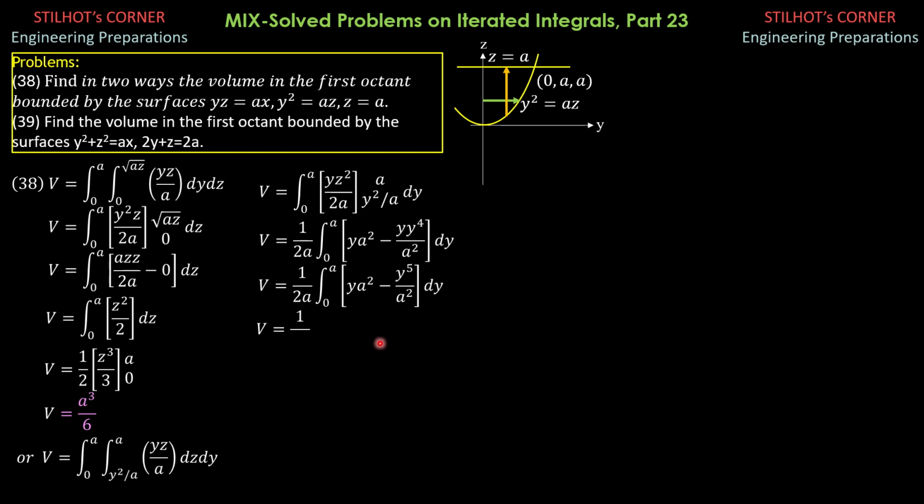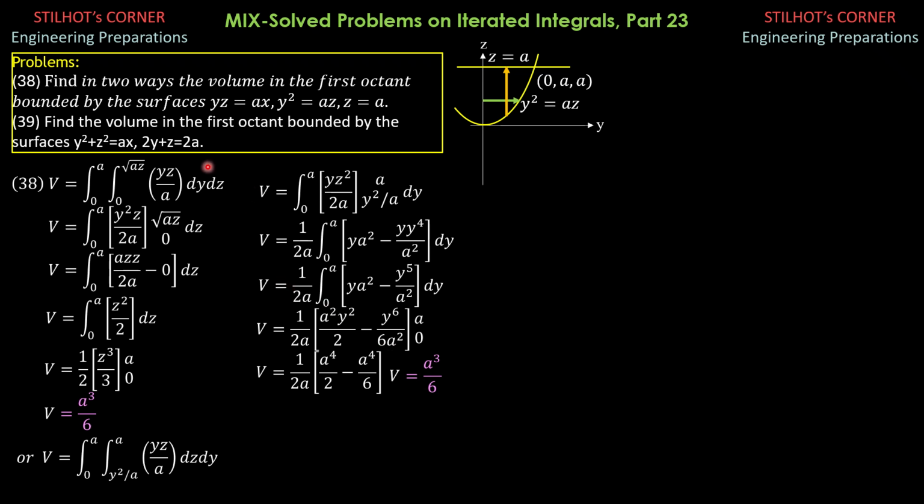Integrating further, so that's 1 over 2a quantity y squared over 2 times a squared, y squared over 2 minus y to the 6 over 6a squared, from 0 to a. Substituting, volume equals 1 over 2a quantity a to the fourth over 2 minus a to the fourth over 6, after we cancel out a squared here. So that's 1 half minus 1 sixth divided by 2, that's a cubed times, so using the calculator, volume equals a cubed over 6 also.